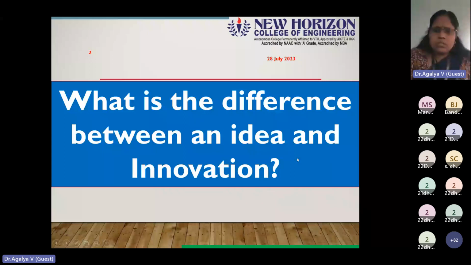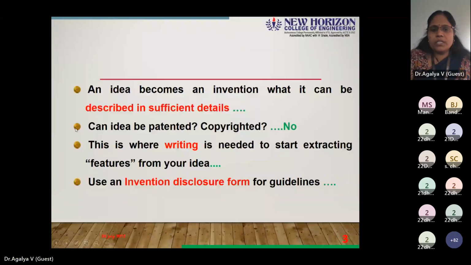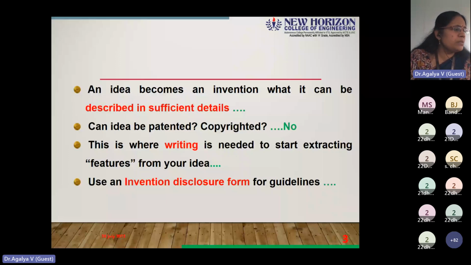So next, whatever we discussed here, the points are there. An idea becomes an invention if it has sufficient detail. So you may raise the question now, ma'am, can ideas be patented or copyrighted? The absolute answer is no. You should convert your mind's thoughts into words, and it should have some diagrammatical representation.